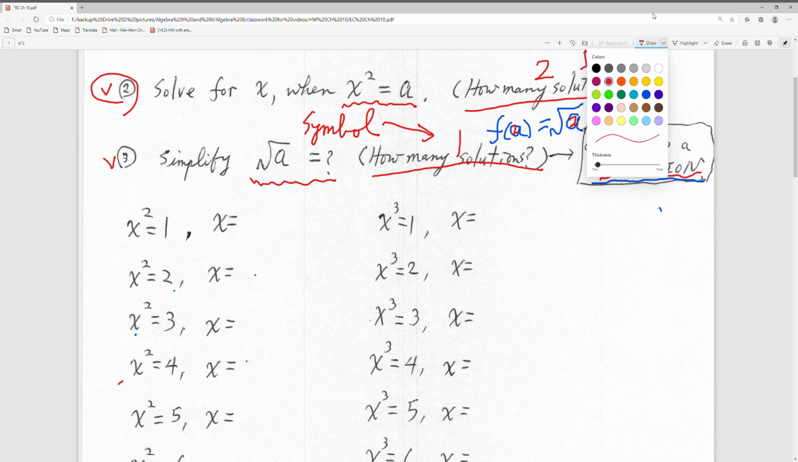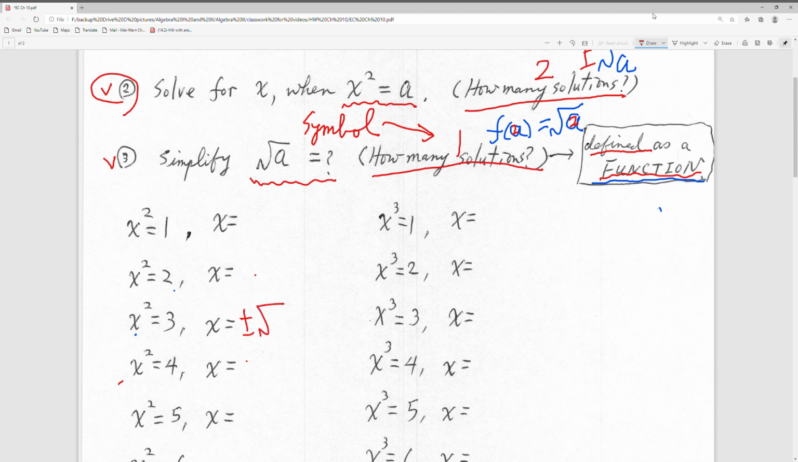Unlike the square, where you have positive and negative square roots, x cubed is always one answer. Why? 1 cubed is 1, negative 1 cubed is negative 1. So when you have an odd degree, odd exponent, you have only one answer. And when you have an even degree, even exponent, you need to solve positive and negative.